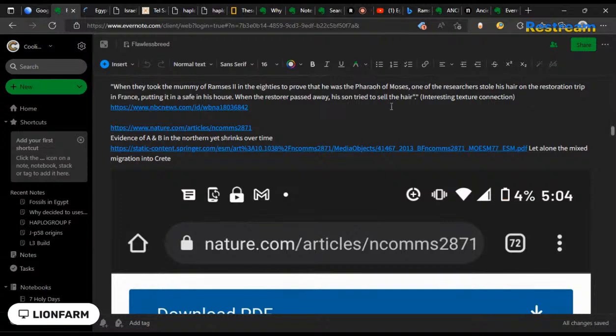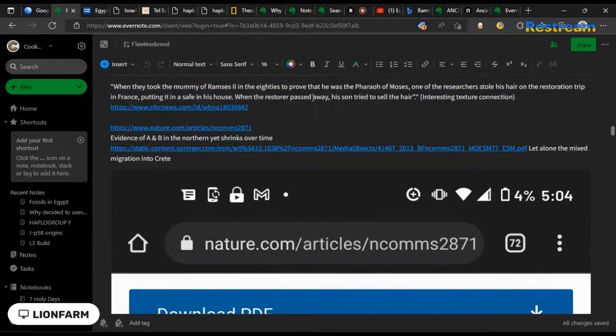Now, before I move forward, you would think that they can pull genetics from Ramses II because they have his hair, right? Someone tried to steal some hair from Ramses and they pretty much got the hair. Here's basically what happened. When they took the mummy of Ramses II in the 1980s, to prove that he was the Pharaoh of Moses, one of the researchers stole his hair on one of the restoration trips in France, putting it in a safe in his house.